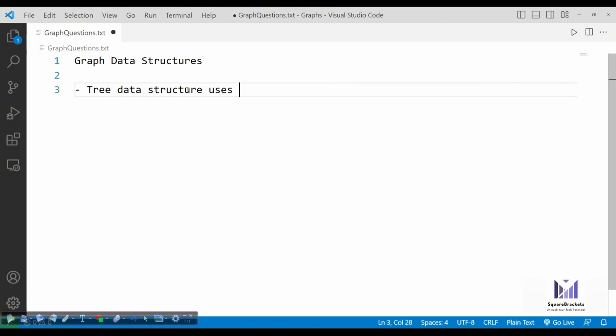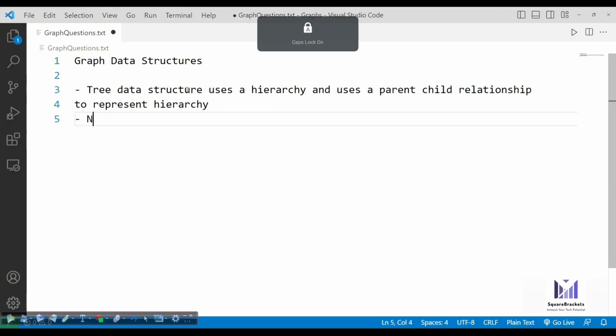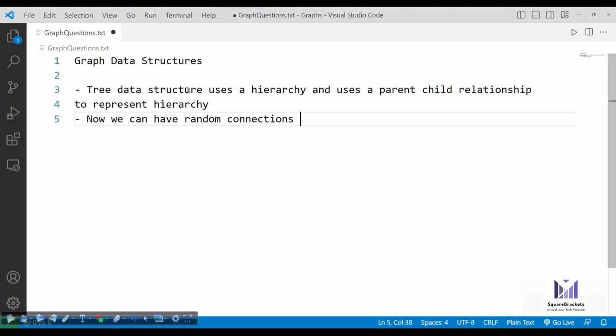So we can say the tree data structure uses a parent-child relationship to represent hierarchy. All right, this is what the tree data structure was. But now if I talk about a graph, we can have random connections to the node. Now, if you have random connections, then it cannot be a tree. So then it will be a graph data structure.